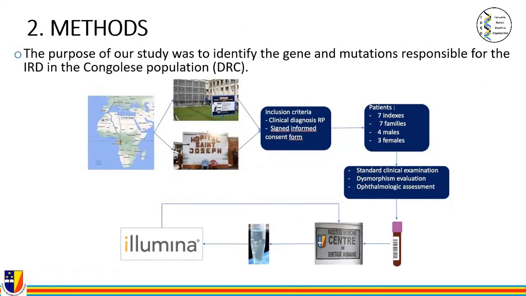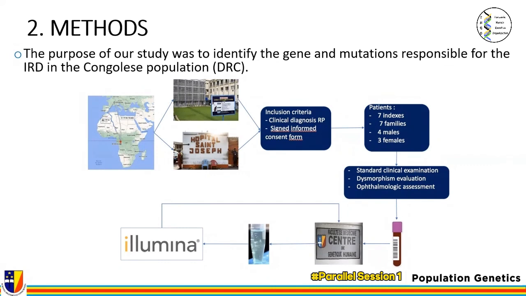The study was carried out in Kinshasa, the capital of DRC, in two hospitals: the Teaching Hospital of Kinshasa and the St. Joseph Hospital. Inclusion criteria of our patients were a clinical diagnosis of RAD and agreement to participate in the study. We included 7 index patients from 7 families.